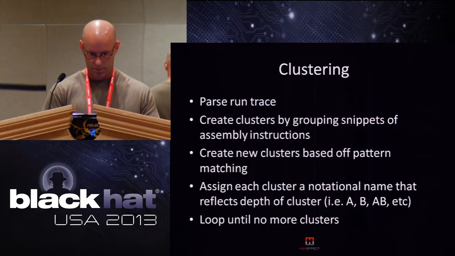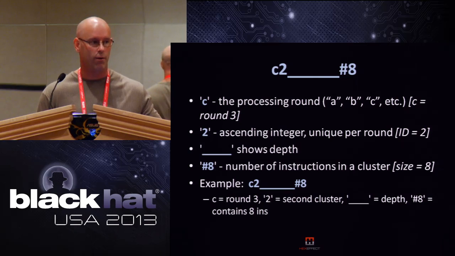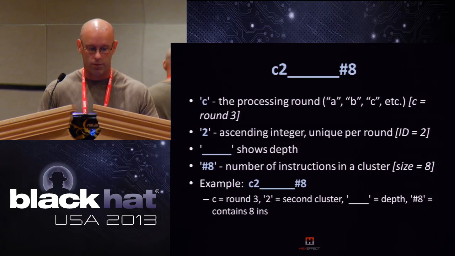Okay, I already walked you through clustering. If you pull down the source code and start playing with this, here's the nomenclature. There might be a better way of doing it, but this is what made sense to me at the time. I use the alphabet to represent the round of clustering. In this case, I'm on the third round, that's C. The 2 is just a unique identifier, so you're going to have C, 1, 2, 3, 4, 5, all the way up until we run out of numbers.